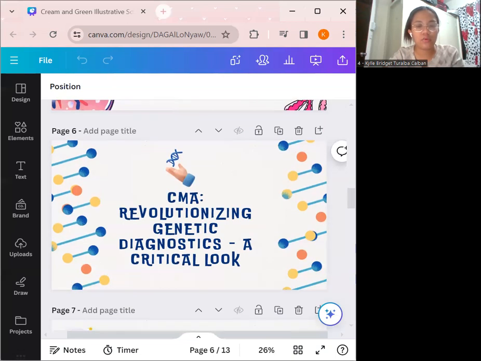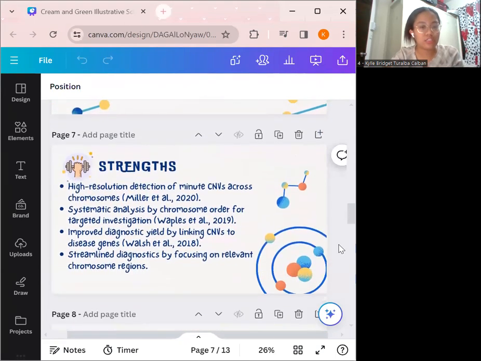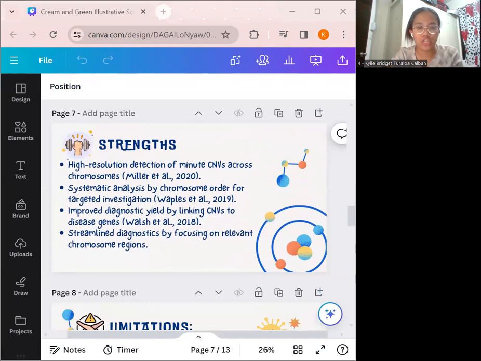The next slide will be the critical evaluation, which has its strengths and limitations. Chromosomal microarray has undoubtedly transformed genetic diagnosis. However, a thorough assessment of its strengths and limitations is crucial for optimizing its utility and ensuring precise diagnosis. The first part will be its strengths.